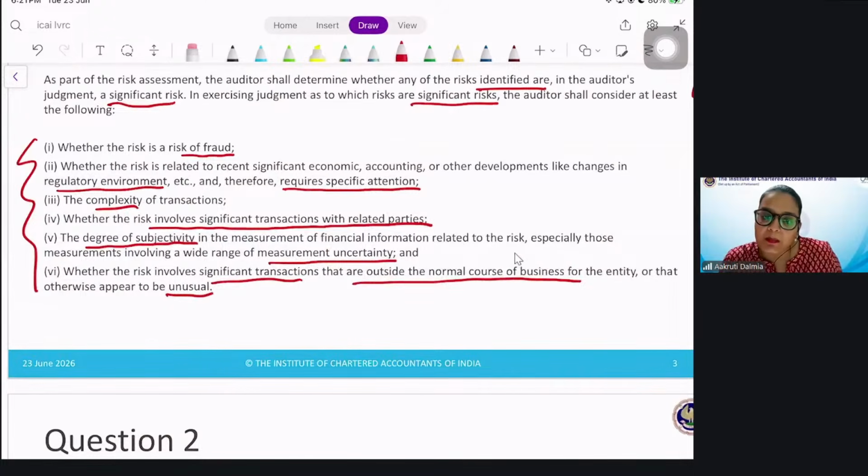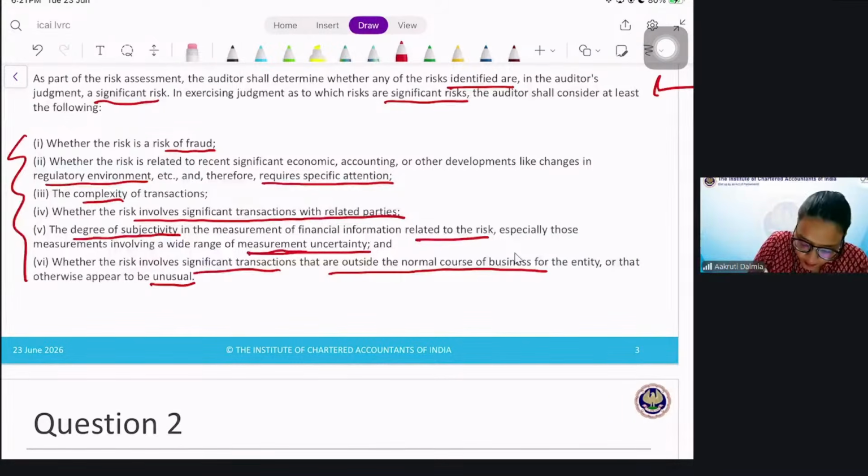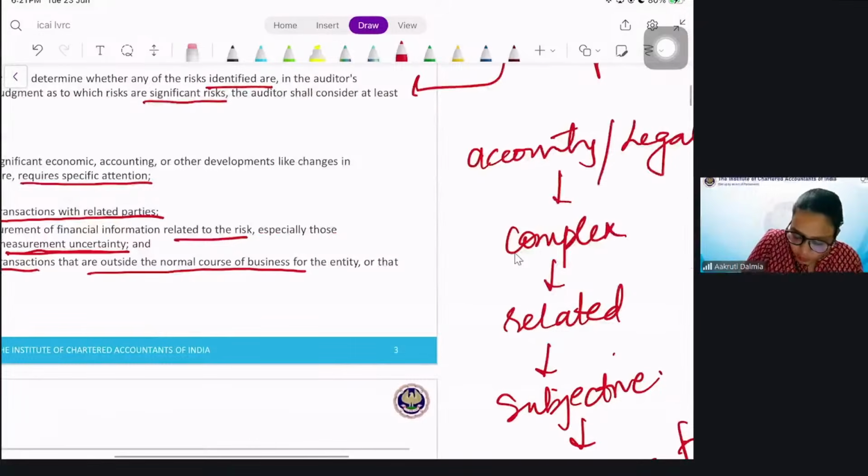Sumedh is saying, ma'am, can you please explain point number 5? Of course, Sumedh, of course. What does it mean? The degree of subjectivity in the measurement of financial information related to risk, especially those measurements involving a wide range of measurement uncertainty. So let's say, Sumedh, that you are running a company in which you pay gratuity to your employees or ESOP.